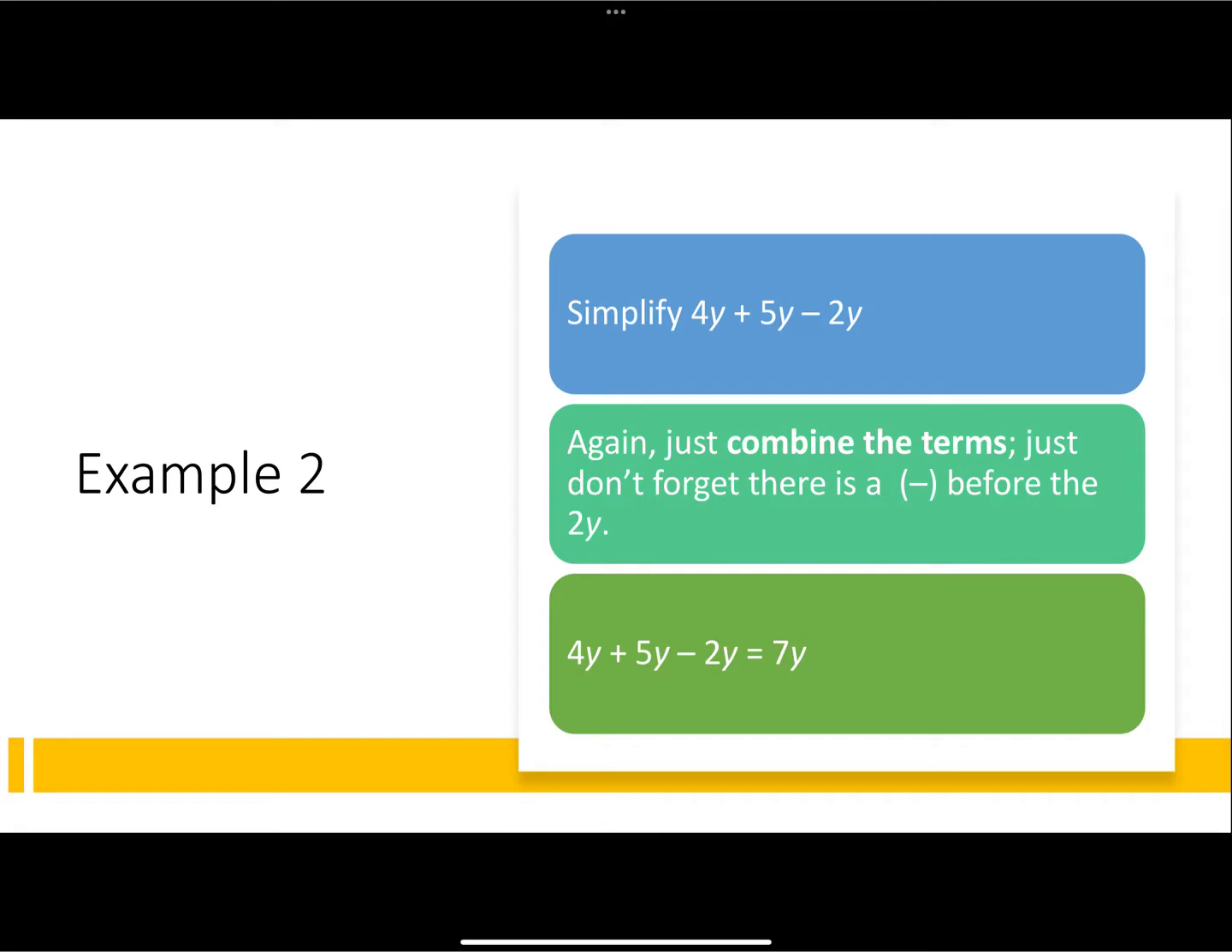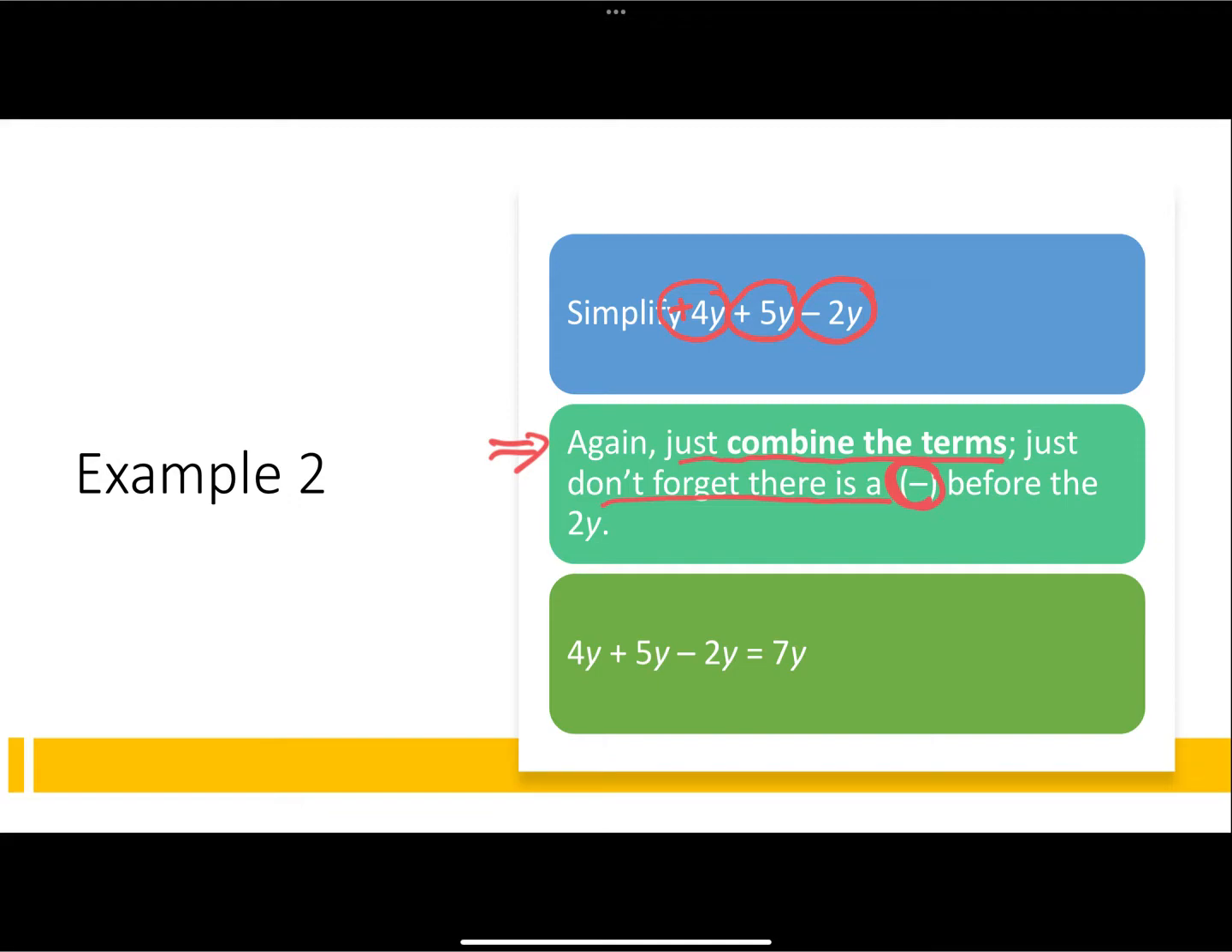In this example, we're going to simplify 4y plus 5y, take 2y. So let's have a look at our little bubbles with that one. So with my 4y, I'm implying a plus there. Then I have my plus 5y, but then I'm going to take away 2y. So if I read the instructions here, it says just combine the terms. Don't forget that there is a negative before the 2y.